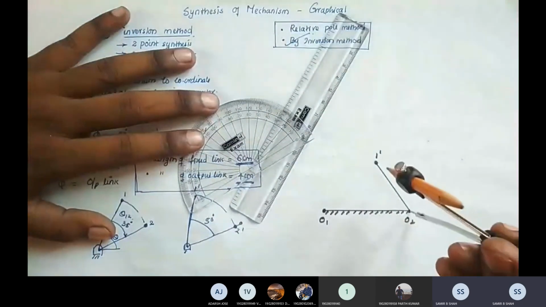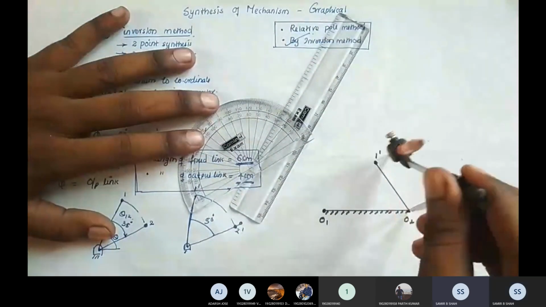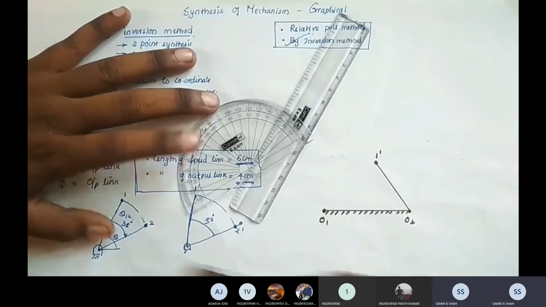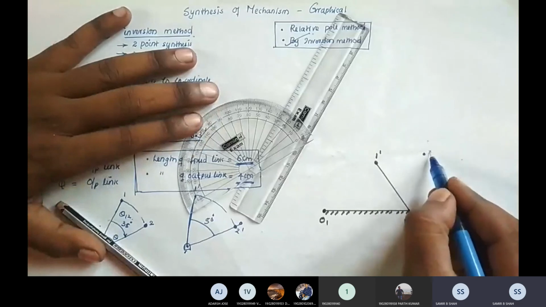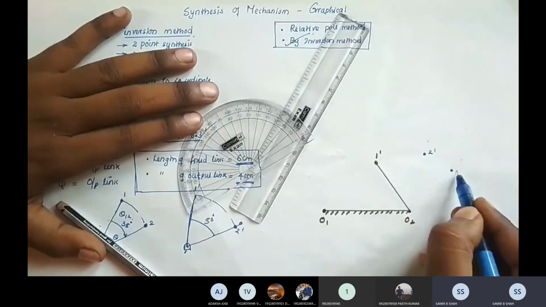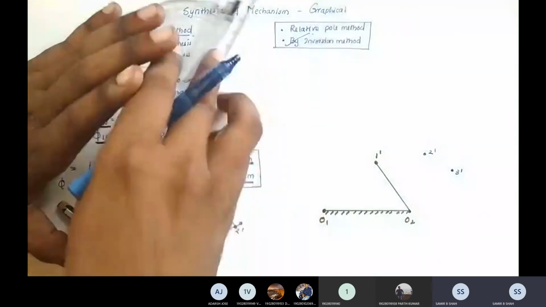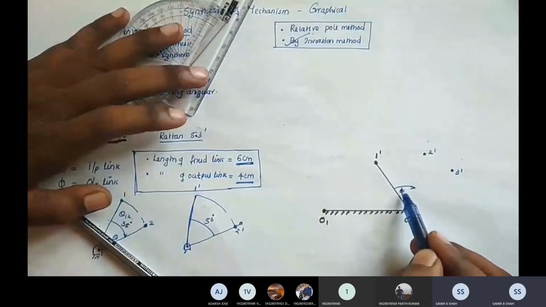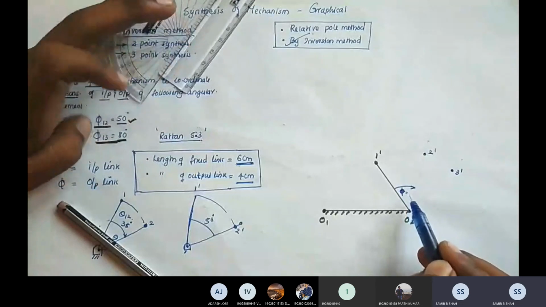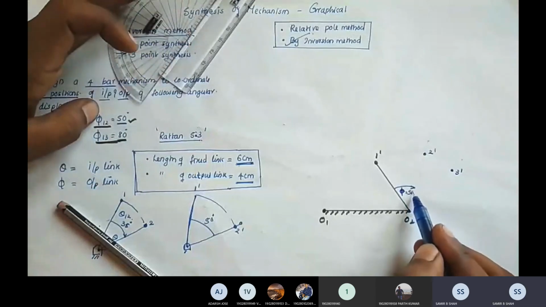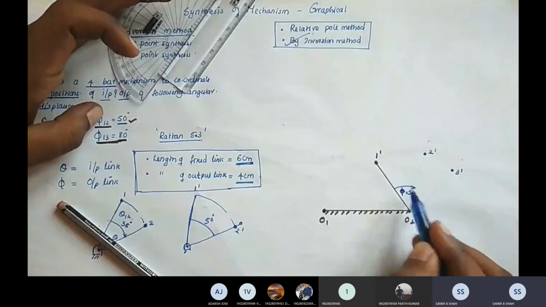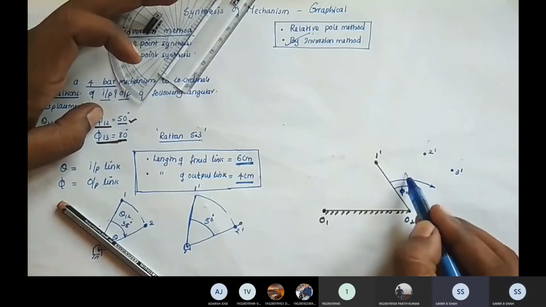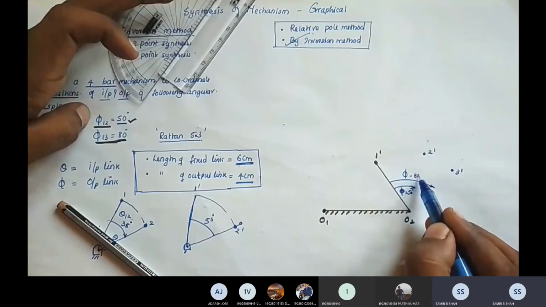I already said the fixed length should be the same. Hence, I'm making these two different points. This is the second point, 2', and this is the 3' point. This angle phi 1, 2 is 50 degree in clockwise manner, and phi 1, 3 is 80 degree.